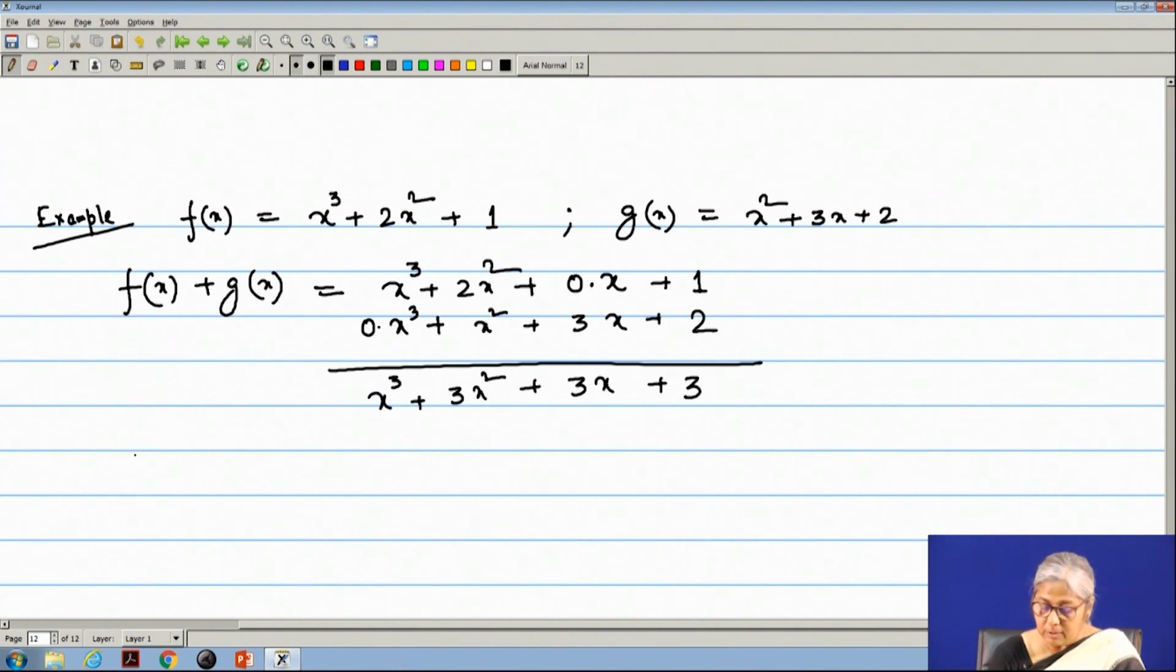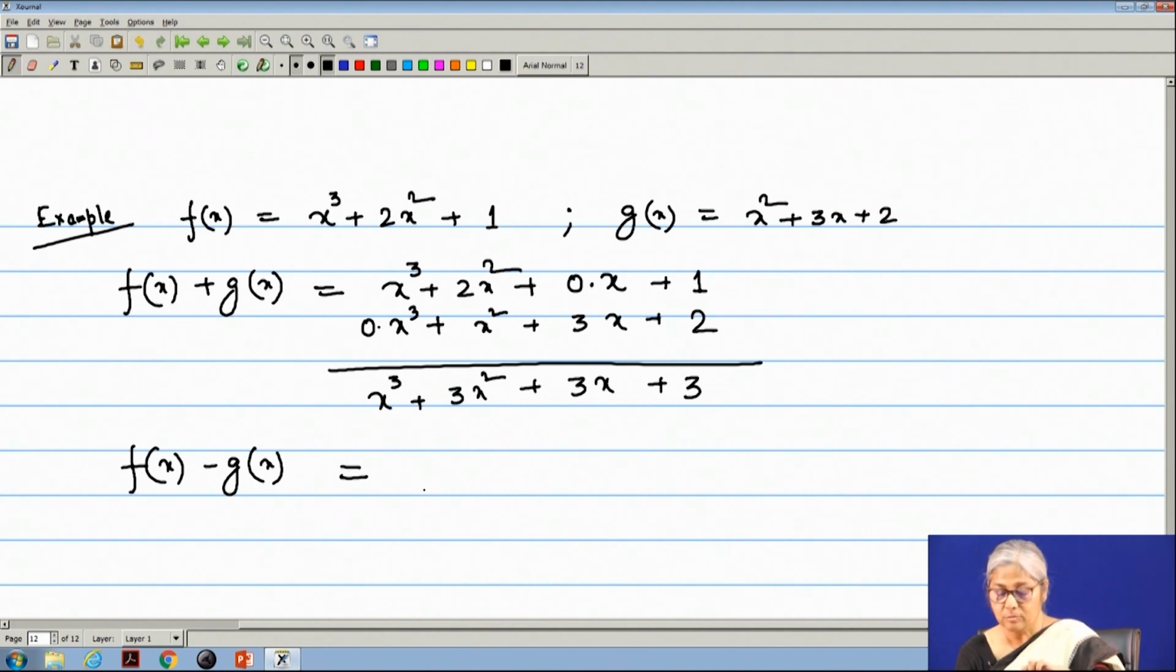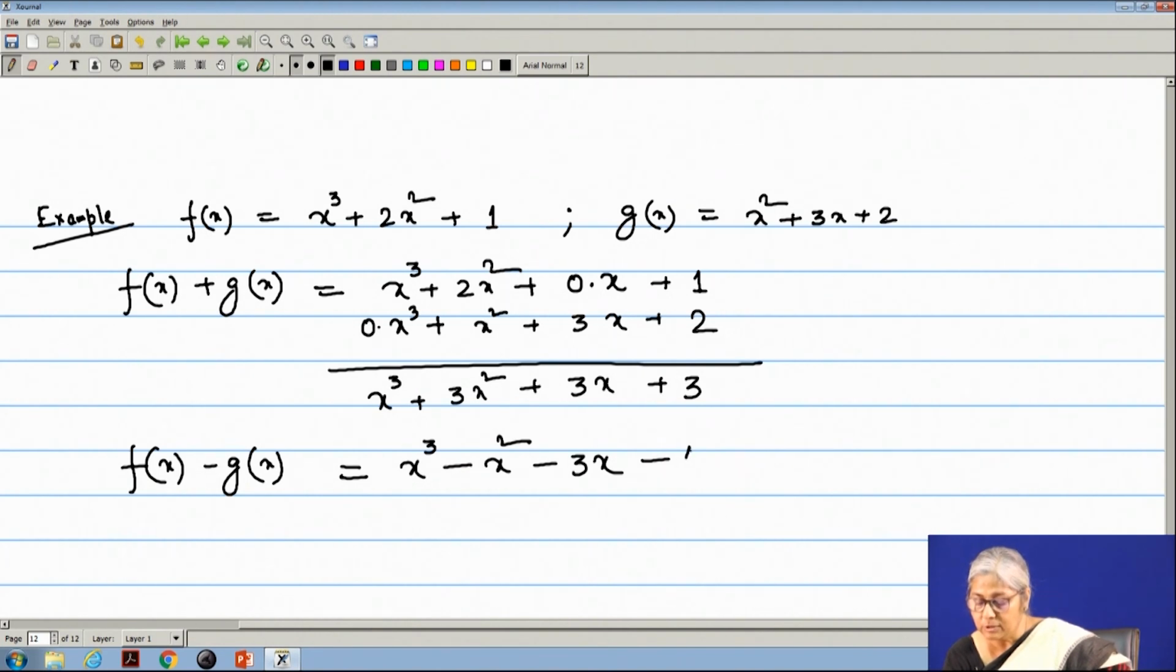Similarly, I can do here directly, I can write f(x) minus g(x), since there is no degree 3 term in g(x). So, x cube minus x square, because 2 minus 1, x square, then minus 3x, because it does not have any x term, 0x minus 3x, plus 1 minus 2. So, it is minus 1. So, f(x) minus g(x) is that.